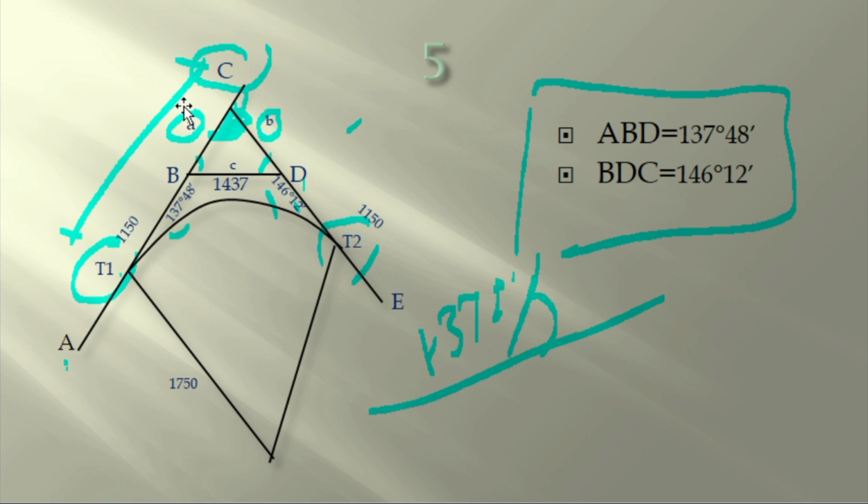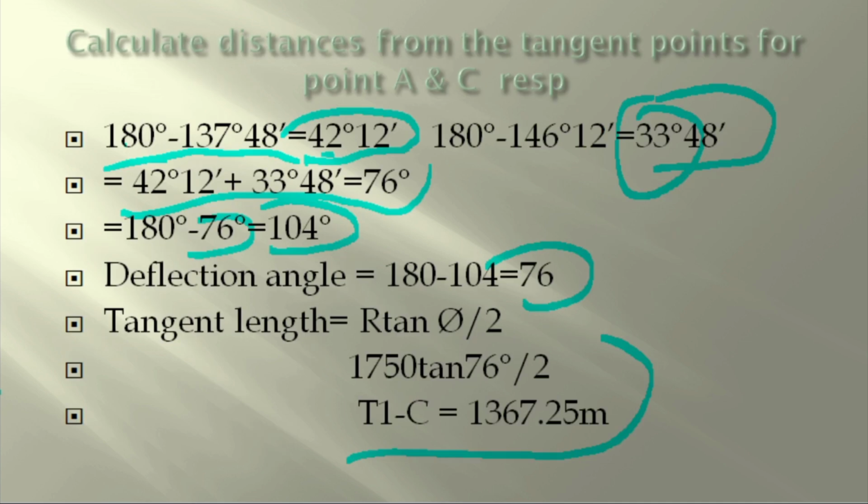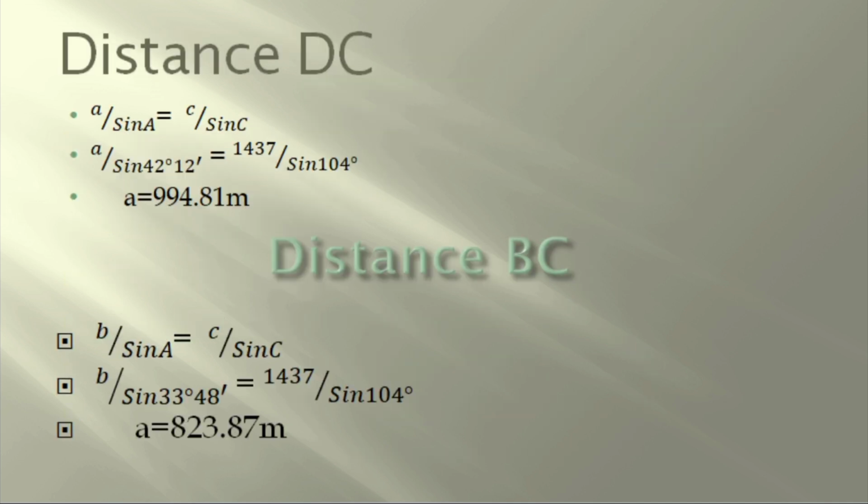So T1 to C, this distance from T1 to C, that is the tangent length. The same thing from C to T2, that is the tangent length also. So our answer remains the same. So that is the tangent length calculated there. That tangent length is going to be used in calculating the next things that we are going to tackle here.